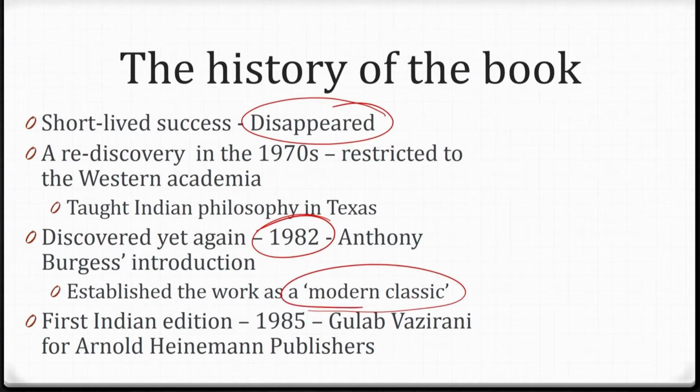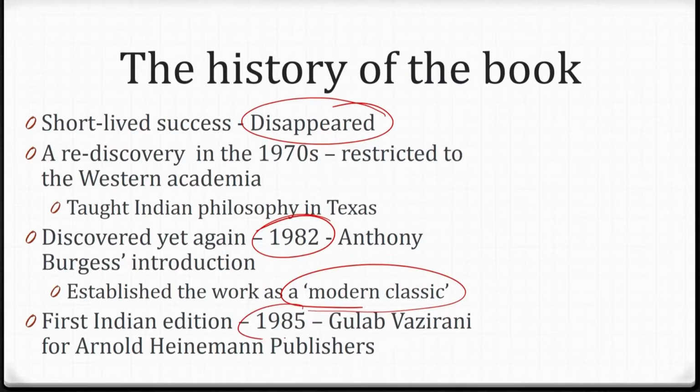The work was discovered yet again in 1982 when Anthony Burgess developed a renewed interest in this work, and this was published again with an introduction by Anthony Burgess. This is also the edition which most of us are perhaps using, and Anthony Burgess' intervention is something which established this work as a modern classic, and ever since there has been, though in a limited way, critical attention on this work, and the first Indian edition was published in 1985.